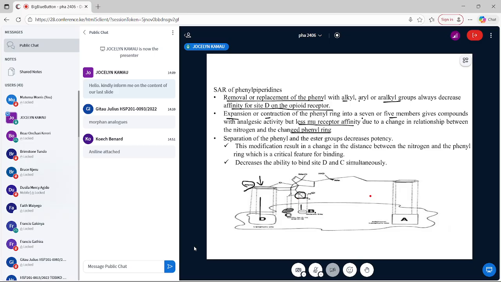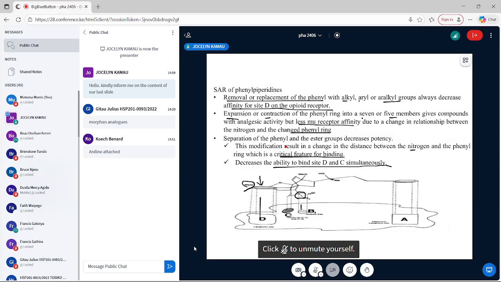So kindly note that when you change the phenyl ring, when you change the size of this molecule, it cannot interact with the two sites simultaneously, and both sites are very important for analgesic activity. It might interact with one site and not the other, and therefore there will be a decrease in activity. I hope you understand that. So separation of the phenyl and the ester group decreases potency. This modification results in a change in the distance between the nitrogen and the phenyl ring, which is a critical feature for binding. It decreases the ability to bind site D and C simultaneously.